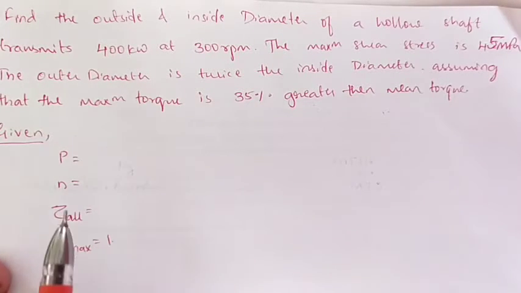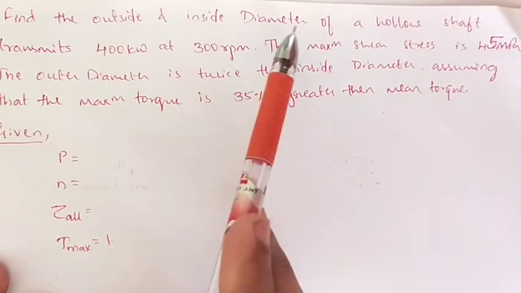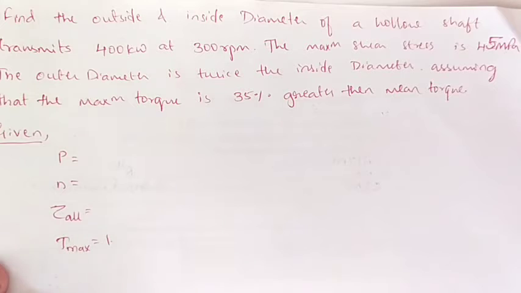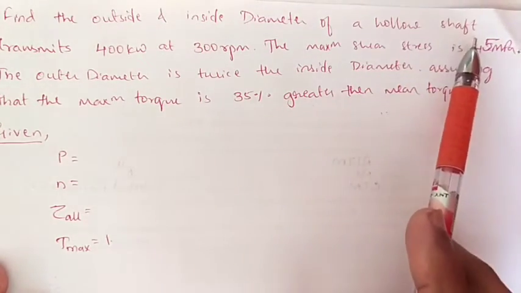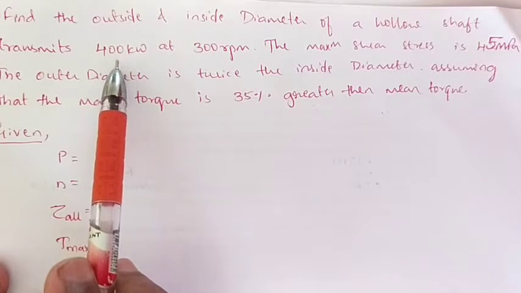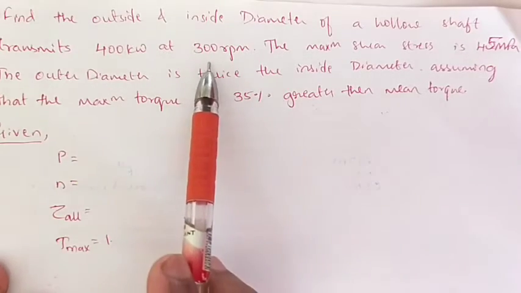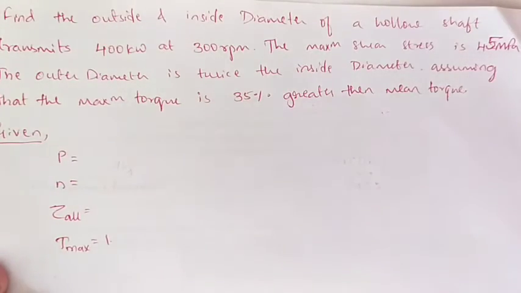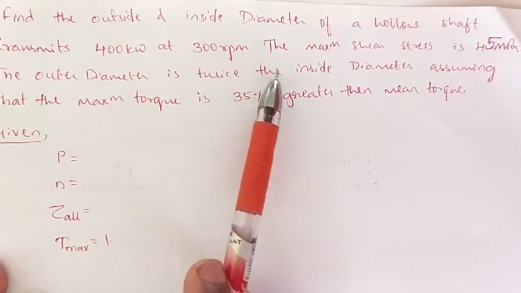First I will read out the problem. Find the outside and inside diameter of a hollow shaft. That means you should find D naught and Di. D naught is the outside diameter, Di is the inside diameter of a hollow shaft which transmits 400 kilowatt. That means power is given as 400 kilowatt, at 300 rpm. So N is given as 300 revolutions per minute.